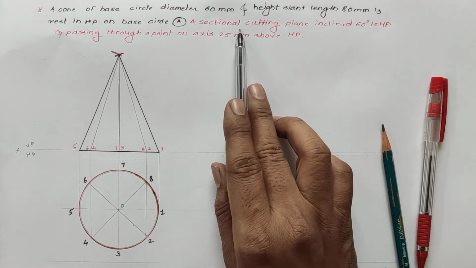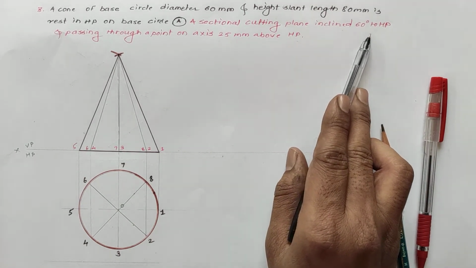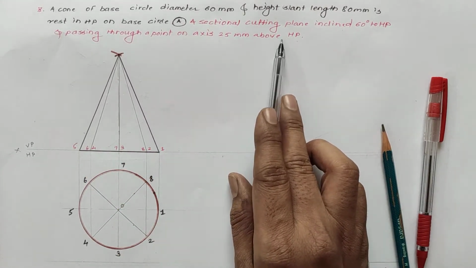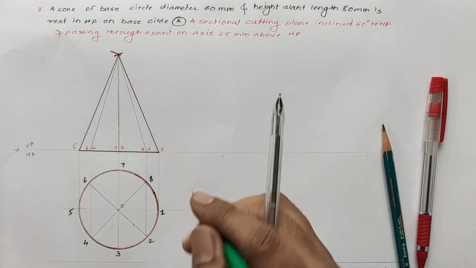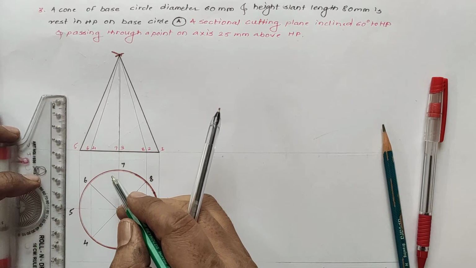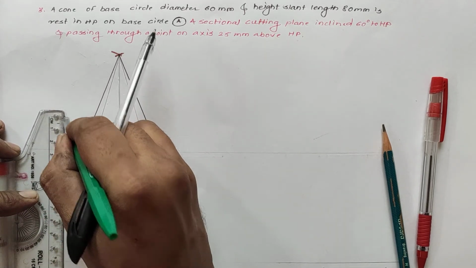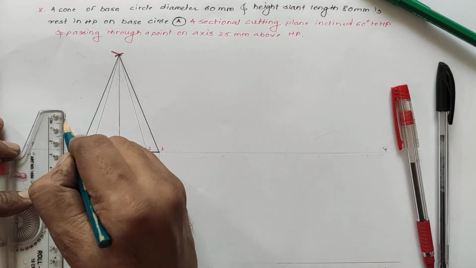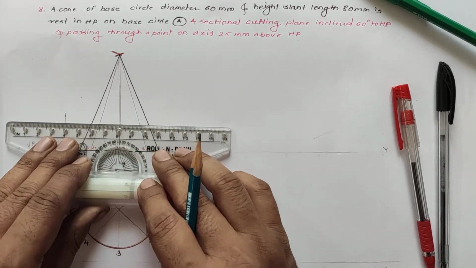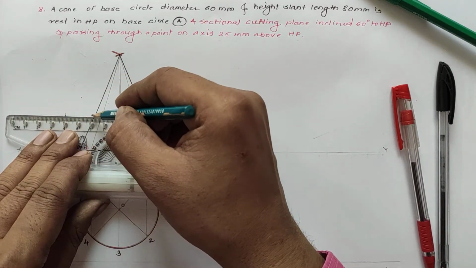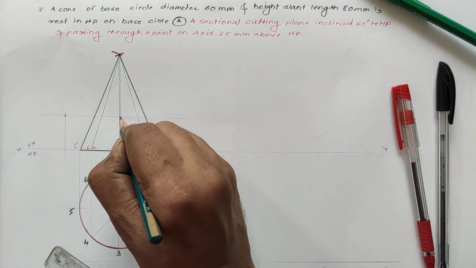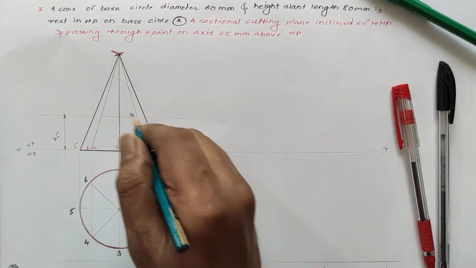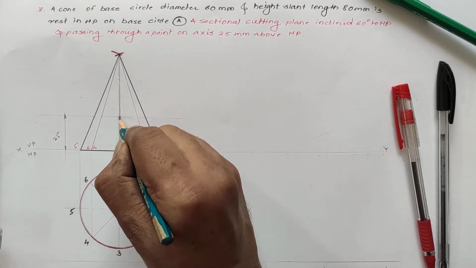Now the sectional cutting plane is inclined at 60 degrees to the HP and passes through the point on the axis 25 mm above the HP. First find the point that is 25 mm above the HP. So this is the point at 25 mm, and then draw the horizontal faint line 25 mm above the HP, and this is the point.